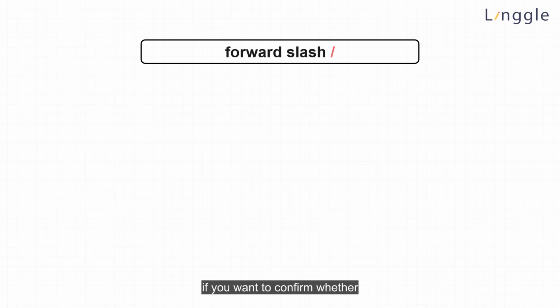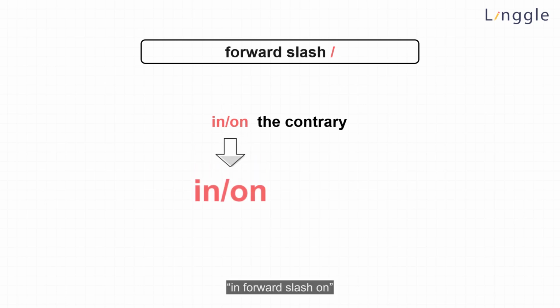If you want to confirm whether in the contrary or on the contrary is correct, use the pattern in/on contrary. In this pattern, in/on are connected, and there's no need to put spaces between them. After in/on, type a space and continue the pattern.